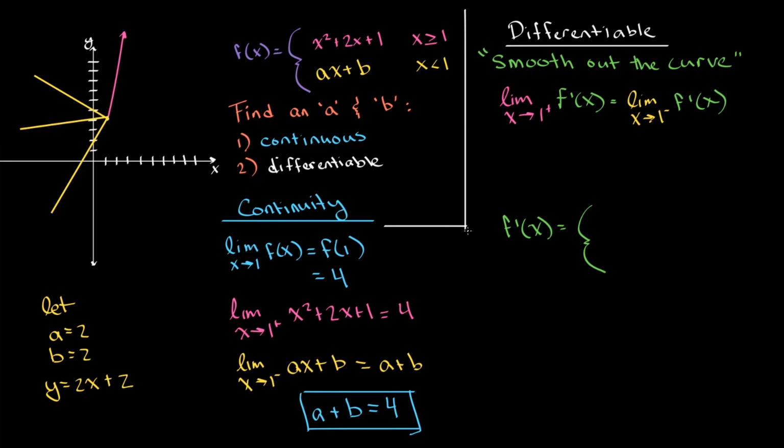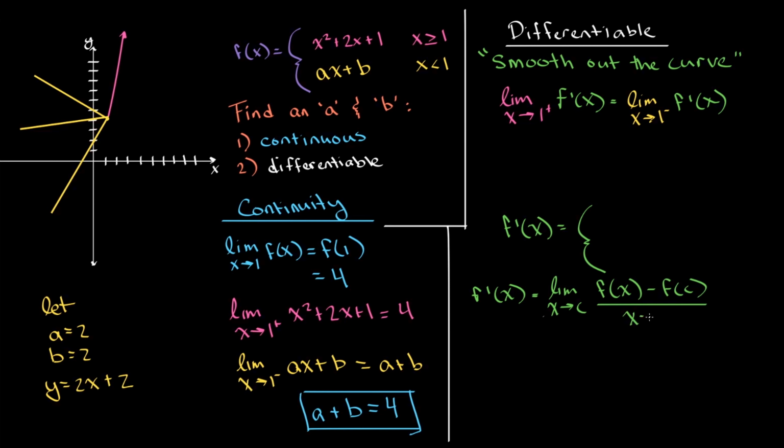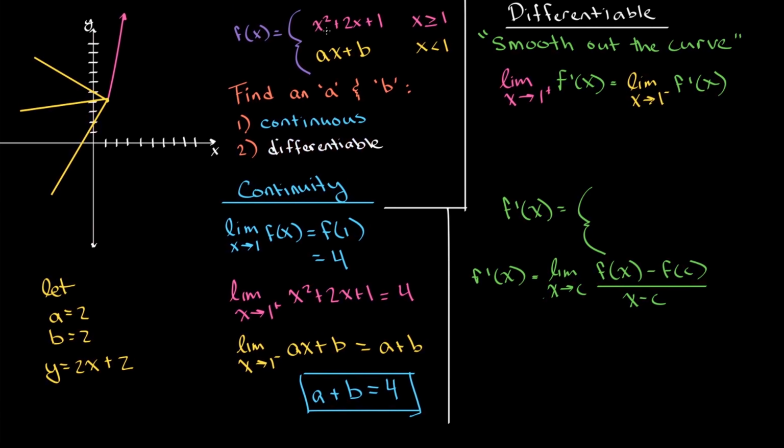Let's grab some more space. And we're going to do that by using the definition of the derivative. We know the derivative, f prime of x, is equal to the limit as x goes to some c value of f of x minus f of c, and this is all over x minus c. Okay, so now we're going to apply this definition of the derivative to take the derivative of this piece of the parabola first, x squared plus 2x plus 1. So let's do that, the limit.